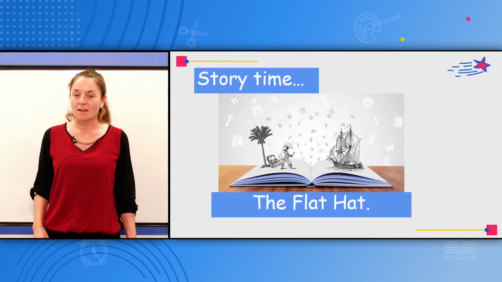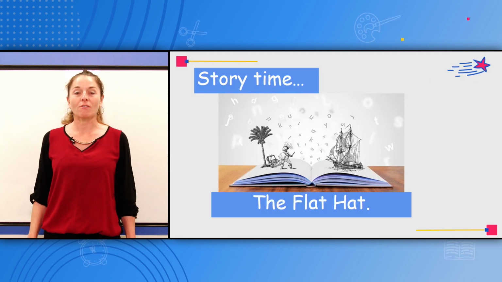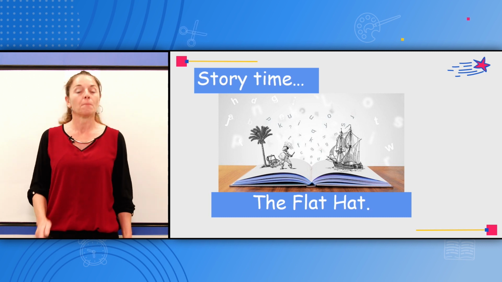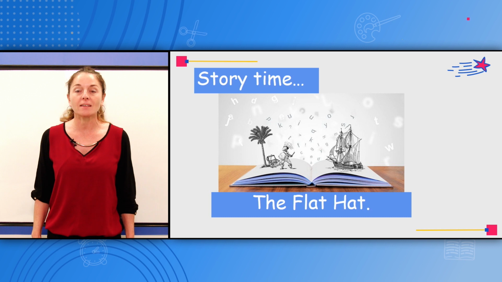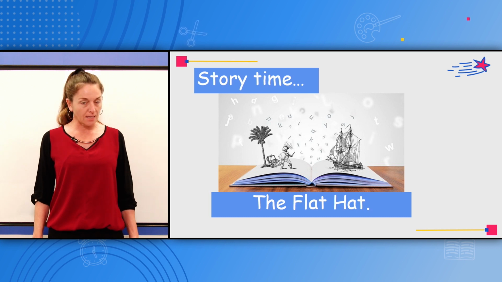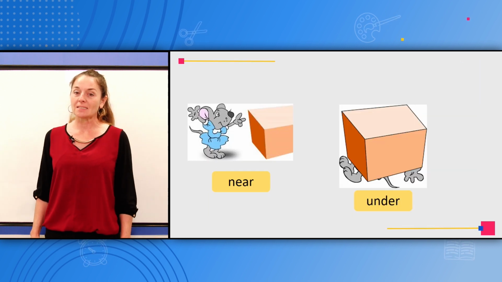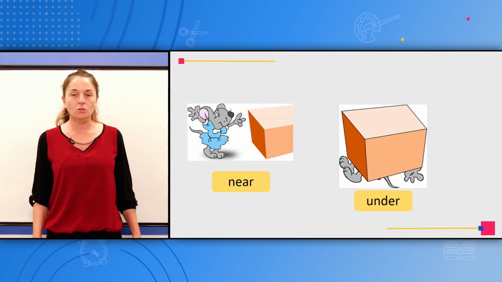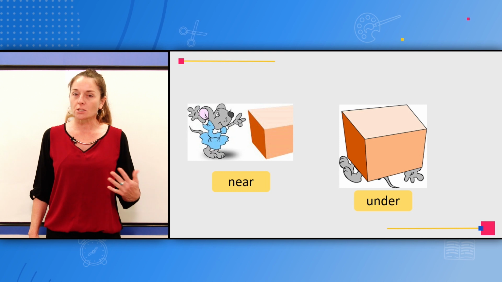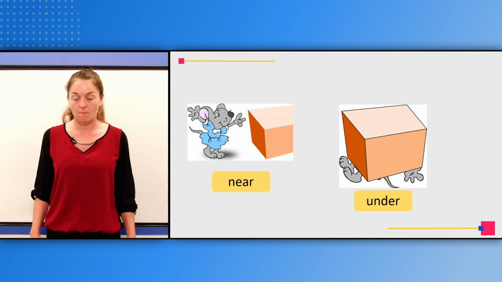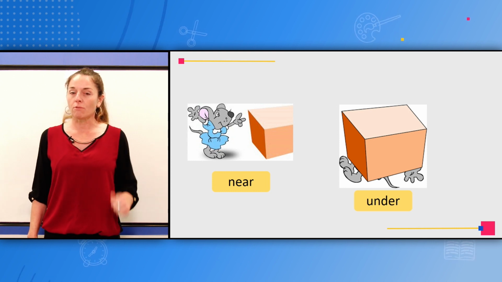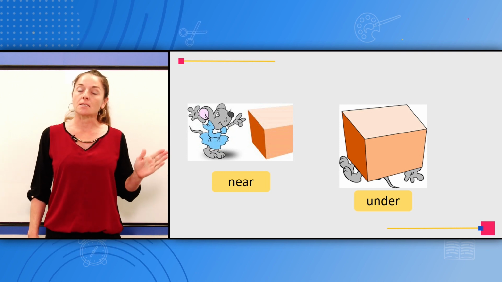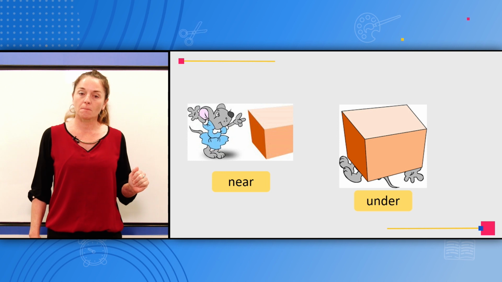One more. Now we have our story time. And the story today is called The Flat Hat. Flat hat? Okay, let's see. We need 2 new words. Maybe they are not new for you, but I just want us to pay attention to them. So, look at the rat and look at the box. The rat is near the box.